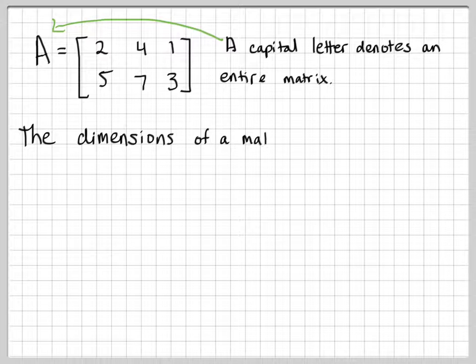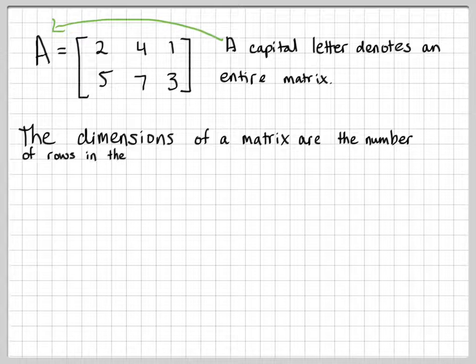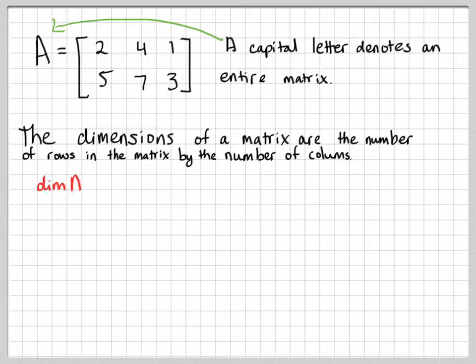Now a matrix has dimensions. Think of the dimensions of a room. A rectangular room has dimensions. A rectangular matrix has dimensions too. But it's important that we look at them in a specific way so that we don't get confused. The dimensions of a matrix are the number of rows in the matrix by the number of columns in the matrix. Just like the dimensions of a really common board used in construction is a 2x4, we say that the dimensions of A, this matrix that I've written at the top here, is 2x3.